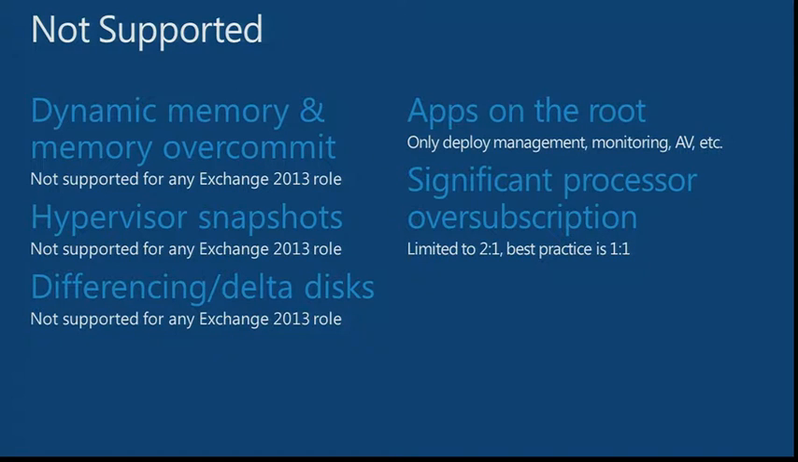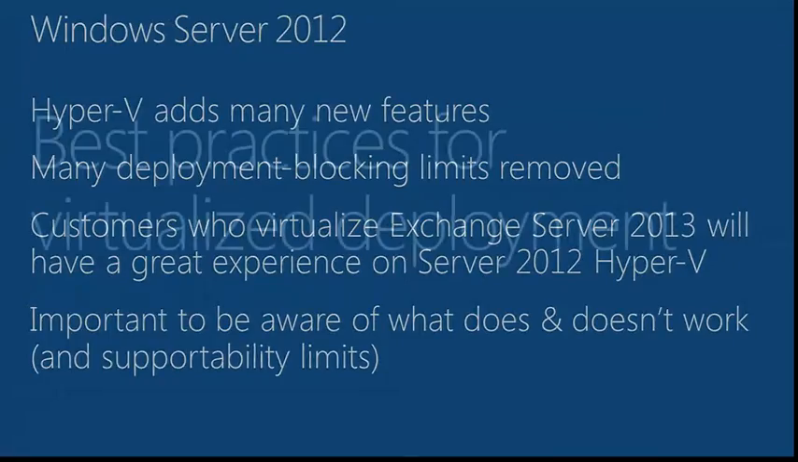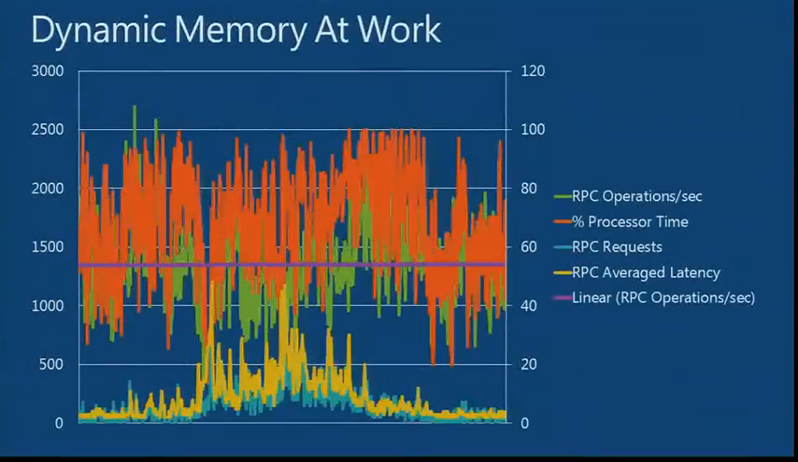Now, there's other stuff that's in here. I had some charts where I was going to show you some best practices. Like, here's one of the reasons dynamic memory is so bad. Okay, so what you're looking at here, pay particular attention to the yellow line there, because the yellow line is the RPC average latency, and that is one of the key metrics that we look at when we're determining how snappy the performance of a mailbox is.